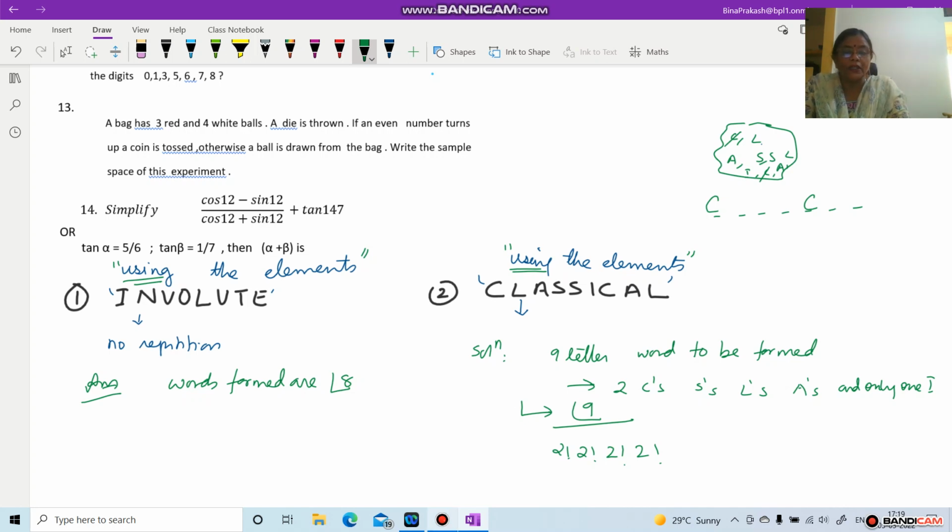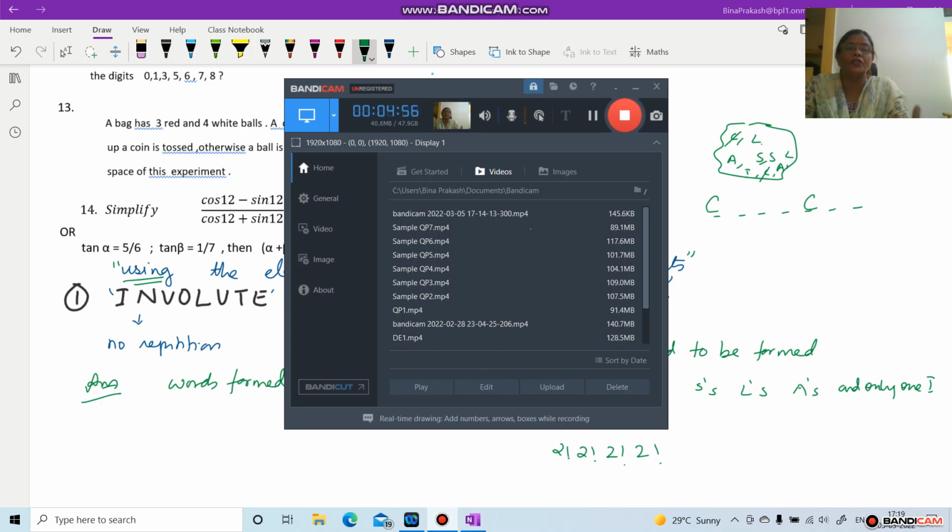Now I hope that you will not get confused with this definition of repetition or not repetition.